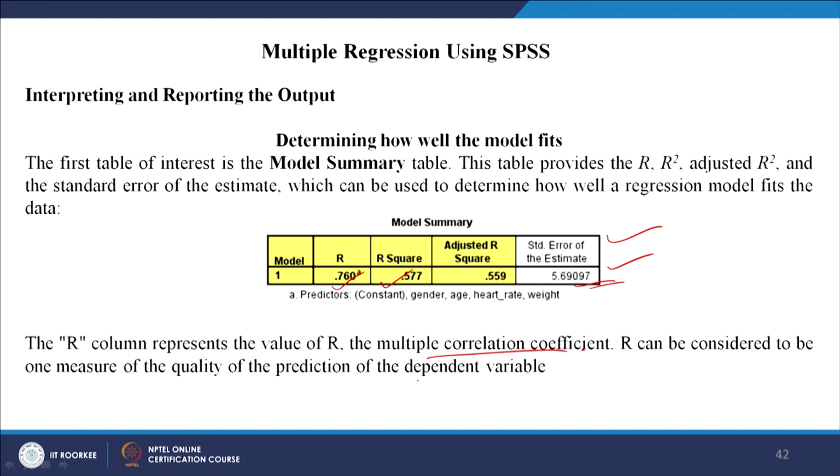As you understand, what is R square? R square is the explained variance. That means in this case, 1 minus 0.577, how much is it? It is almost 0.42. So, 42% is unexplained, which is called the error, and 57% is only explained in this case.